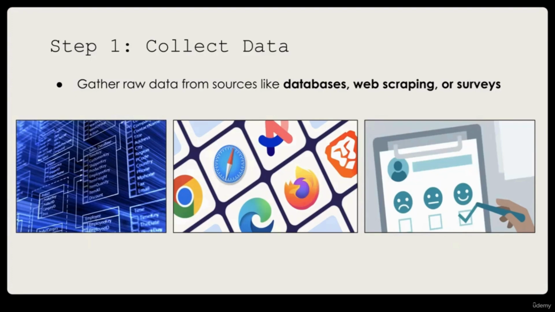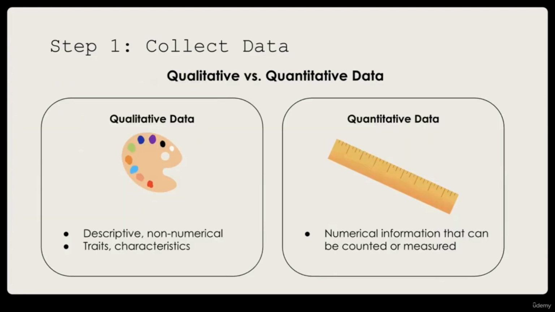Next, we have web scraping. This involves just extracting the data from websites or from the internet in any way. And finally, we have surveys, which is just to gather direct responses from individuals about a topic. Obviously, there are many other ways you could probably collect data, but these are just the main ways that we're going to look over.